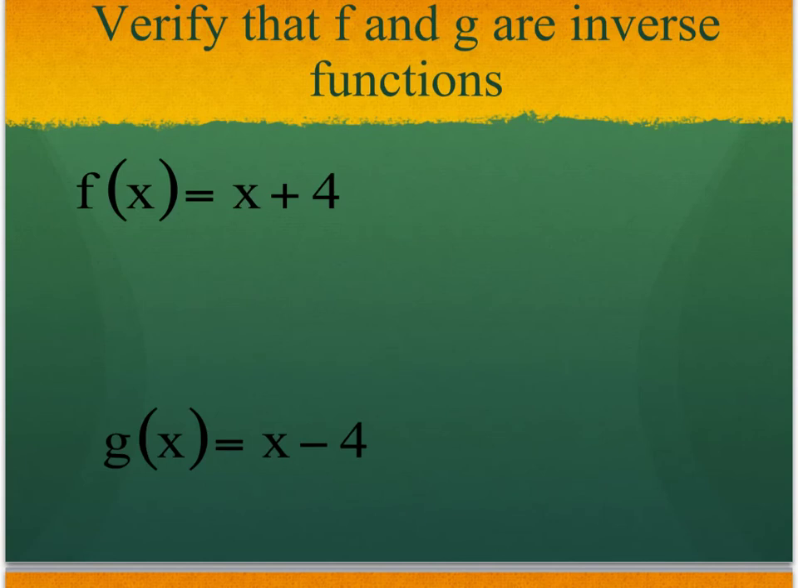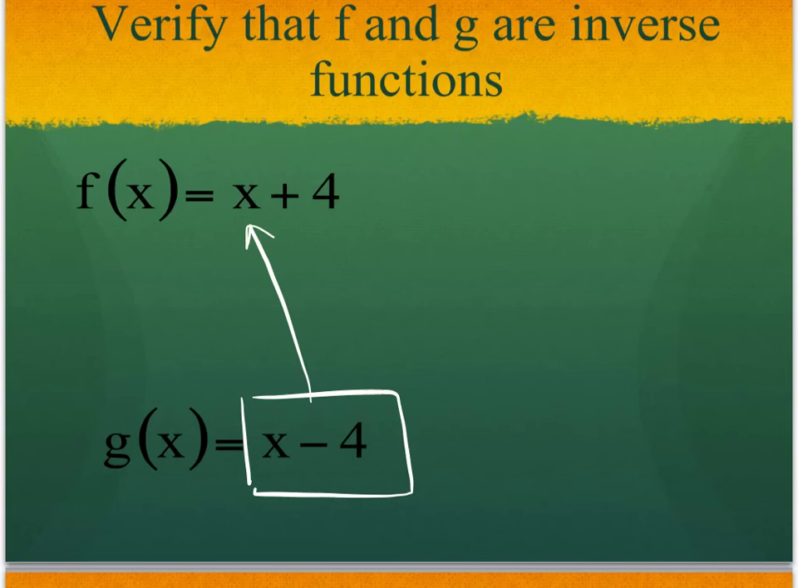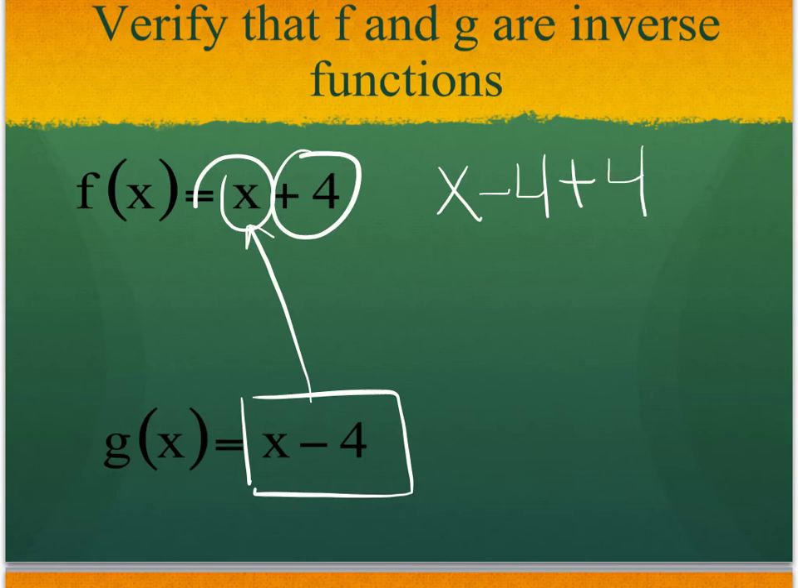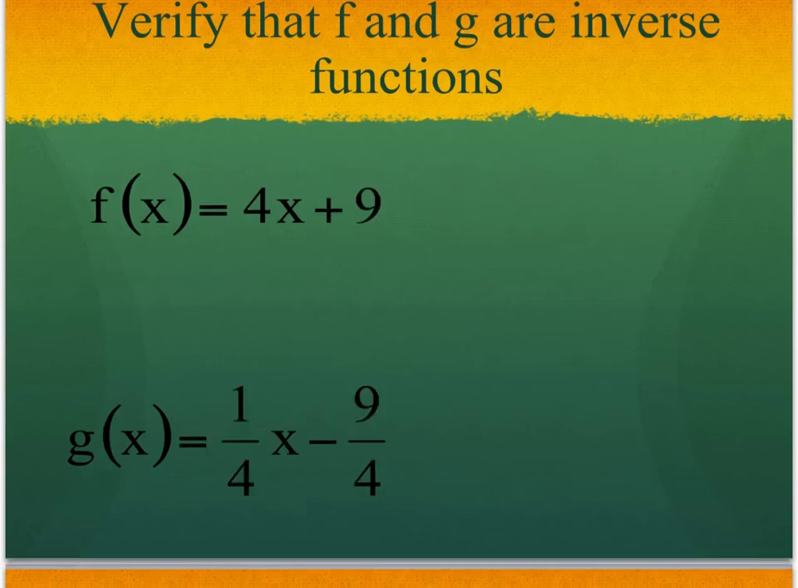So pause the video and try to prove if these two functions are inverses. To prove they're inverses, we take this function and plug it in for the x up there. So we get x minus 4, right? That's where we plugged it in here, and then we had that plus 4 at the end. And negative 4 and positive 4 is 0. So this one is x. So this is definitely inverses.